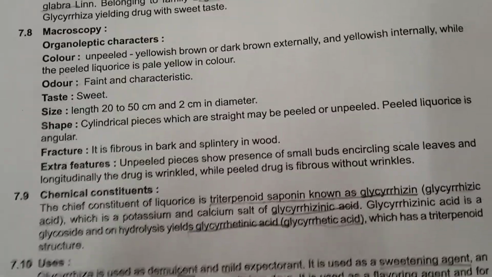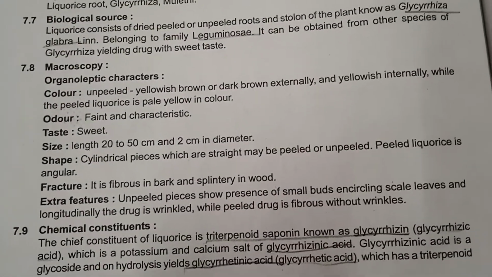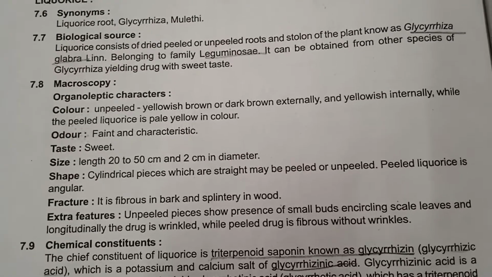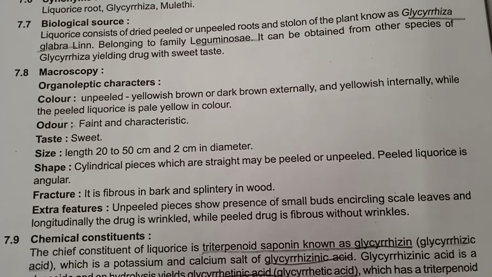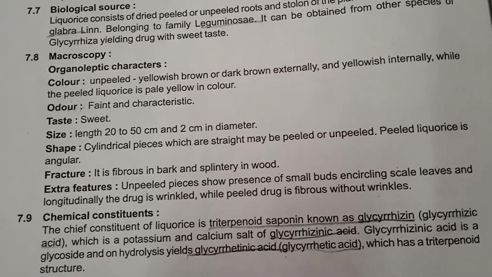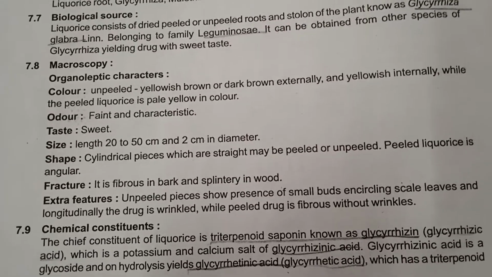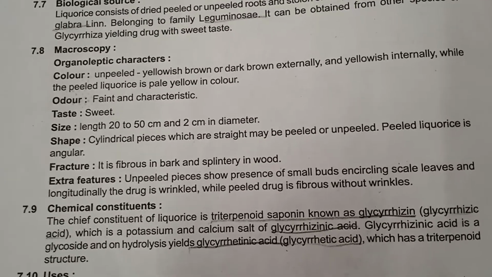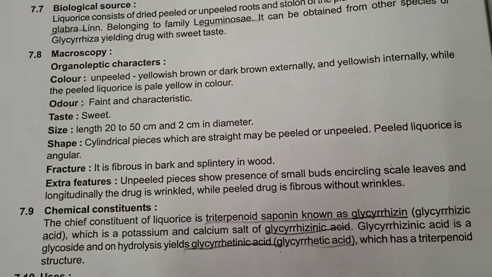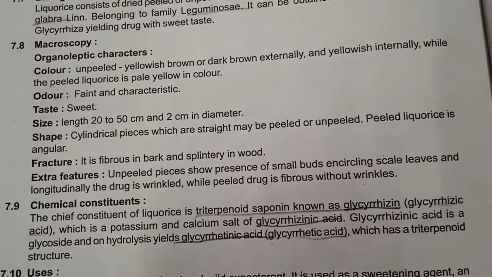Macroscopy: color of the unpeeled root is yellowish brown or dark brown externally and yellowish internally, while the peeled licorice is pale yellow in color. Odor is faint and characteristic. Taste is sweet. Size of the root is 20 to 50 centimeter in length and 2 centimeter in diameter. Fracture is fibrous in bark and splintery in wood. Shape: cylindrical pieces which are straight, may be peeled or unpeeled. Peeled licorice is angular in shape.